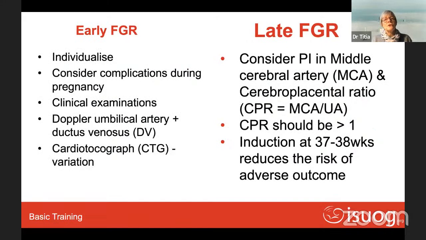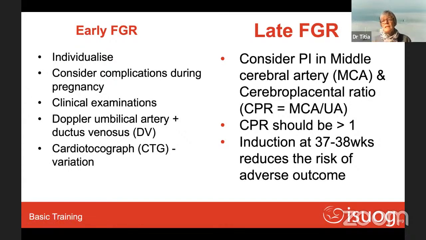So in early fetal growth restriction, individualize the management, consider the complications during pregnancy, and do the clinical examination. The Doppler of the umbilical artery and the ductus venosus, and the cardiotocograph variation are important to consider for the moment of delivery. For late fetal growth restriction, consider the pulsatility index in the middle cerebral artery, and you can calculate the cerebroplacental ratio. It should be above one.